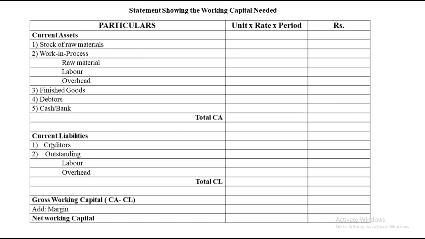Now, there are only two things which you have to remember in current liabilities. We have creditors and we have outstanding. Again, outstanding has labor and overheads. When you subtract total CL from total CA, you get your gross working capital.